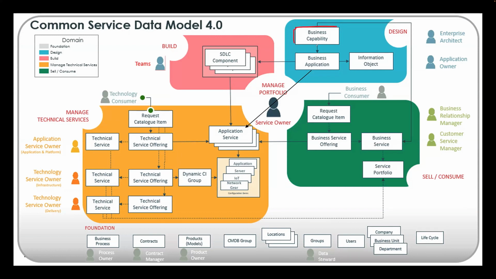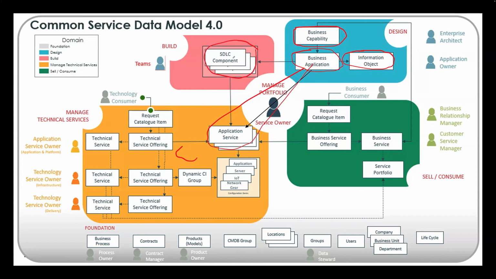this area, everything here in the design area is APM. Business application, business capability, information object. We also take a little bit of a piece of the application service. Application service is a special case. It belongs to everybody. As you can see, it's right here in the middle, tying the consumption side together with the operation side down here in the orange. And then the build side is also incorporated.